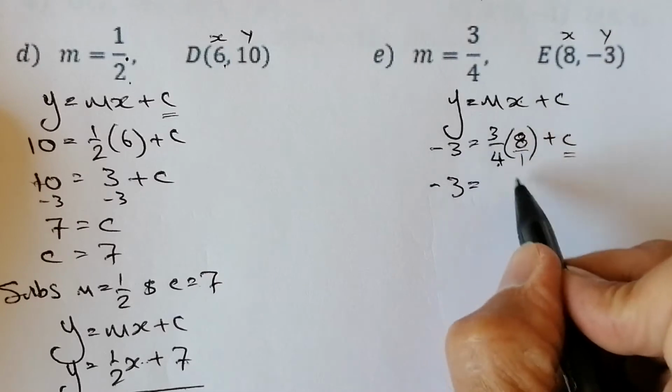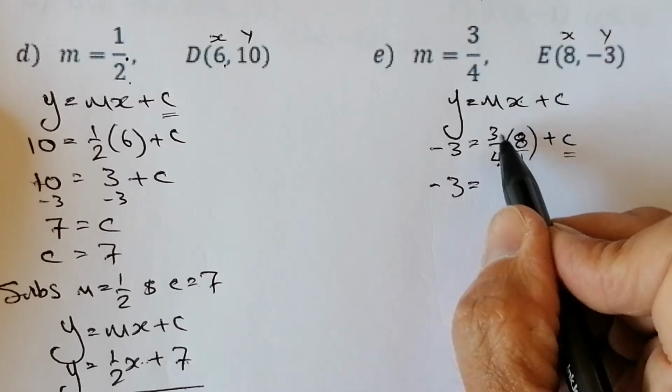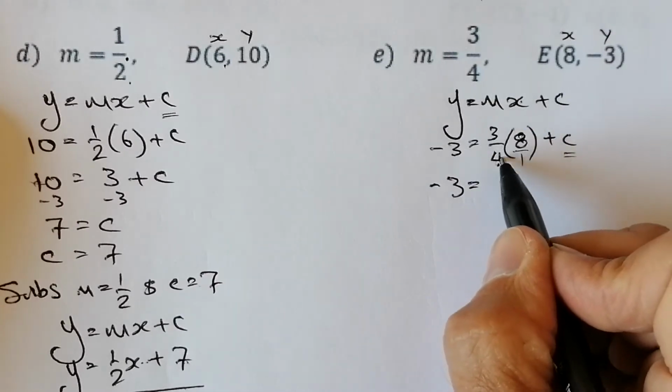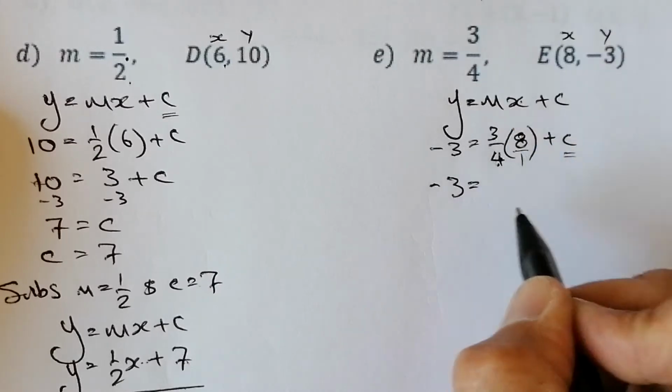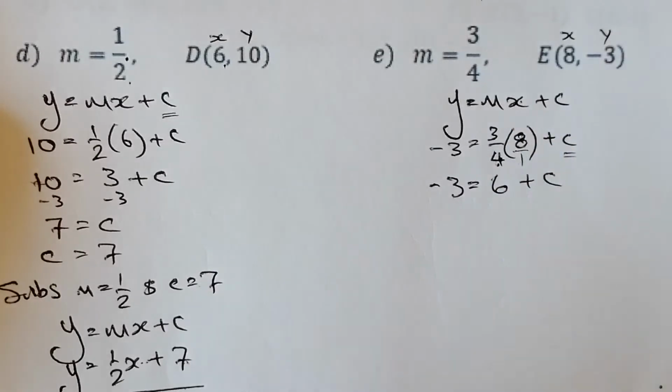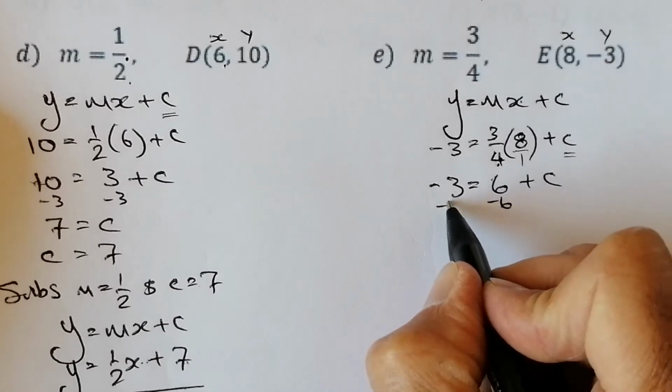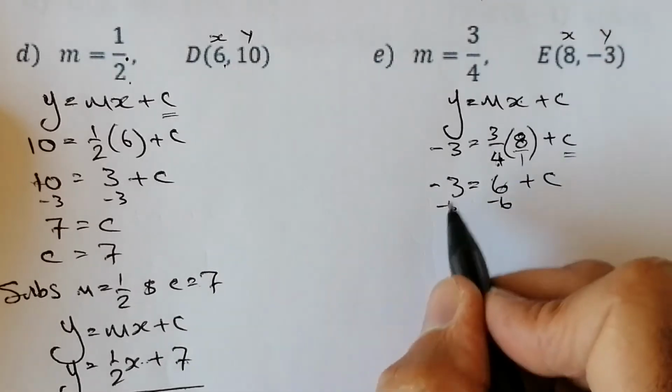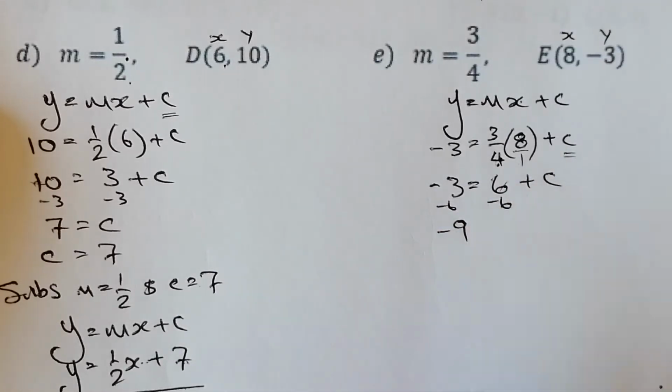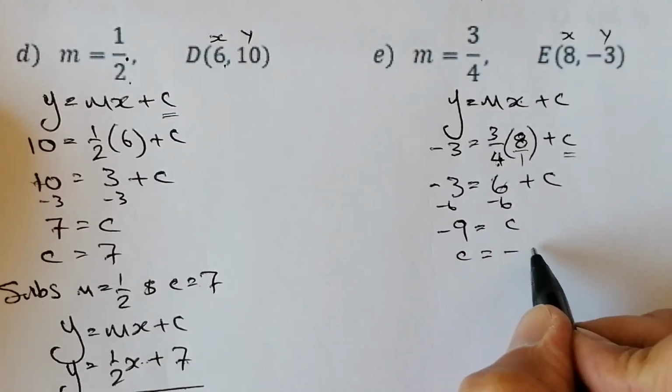So that there is going to work out to be, so I'm just going to take 3/4 of 8. 8 divided by 4 gives me 2. 2 times 3 gives me 6. Okay, there we go. I'm going to take 6 away from both sides to eliminate this part here. What that leaves me with is a negative 9 or minus 9 at that side there. So c equals minus 9.